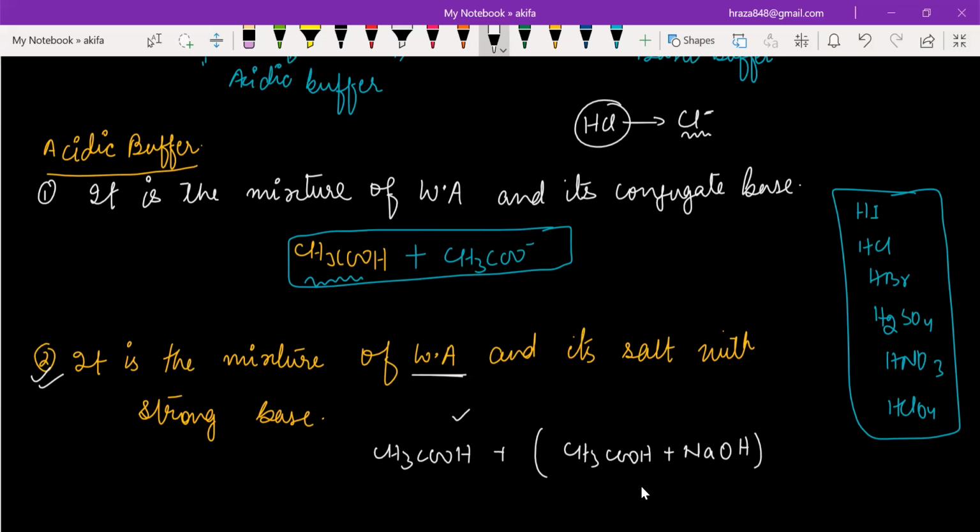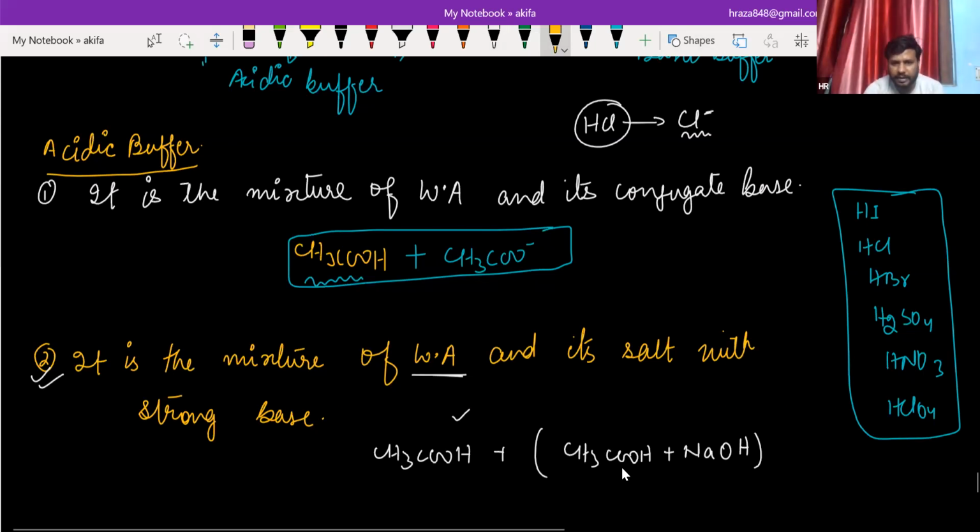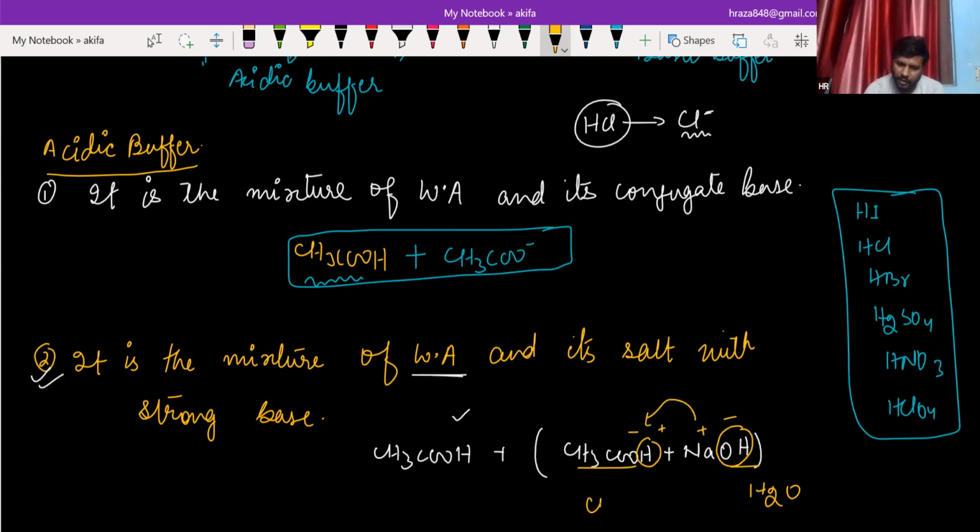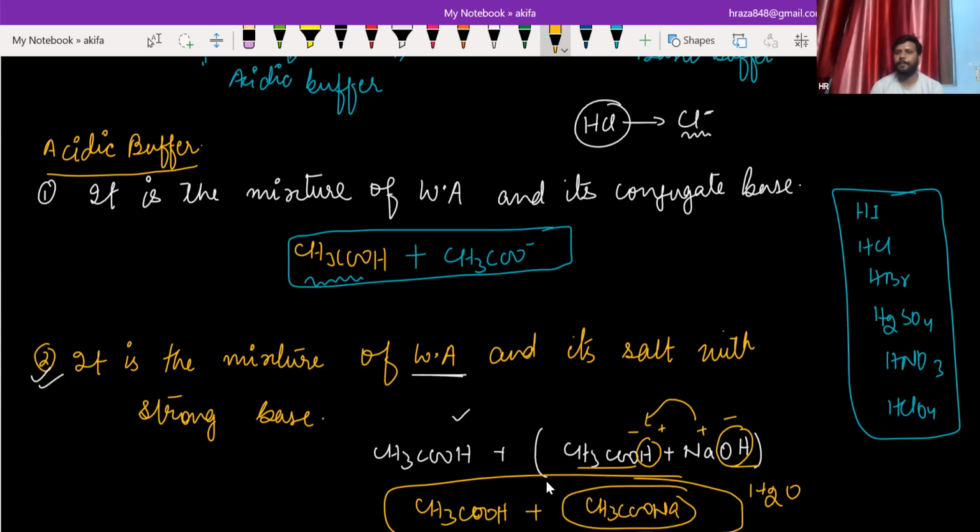I told you in the previous class. Yes. Now see, from here you know that this is acid, this is base, so H2O will come out. You can see this is positive, this is negative, this is positive, this is negative. So it will come here, and this is basically salt. This salt and this CH3COOH mixture is acidic buffer.